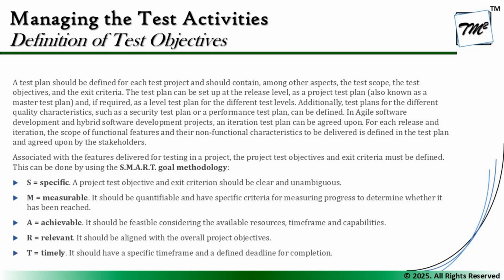So let's get started with it quickly and try understanding what it takes to build the overall test objective. To begin with, of course, we have a quick introduction, and then we'll get into some of the other constraints to be taken into account. A test plan should be defined for each test project and should contain, among other aspects, the test scope, the test objective, and even the exit criteria. The test plan can be set up at the release level as a project test plan, also known as master test plan, and if required, as a level test plan for the different test levels.